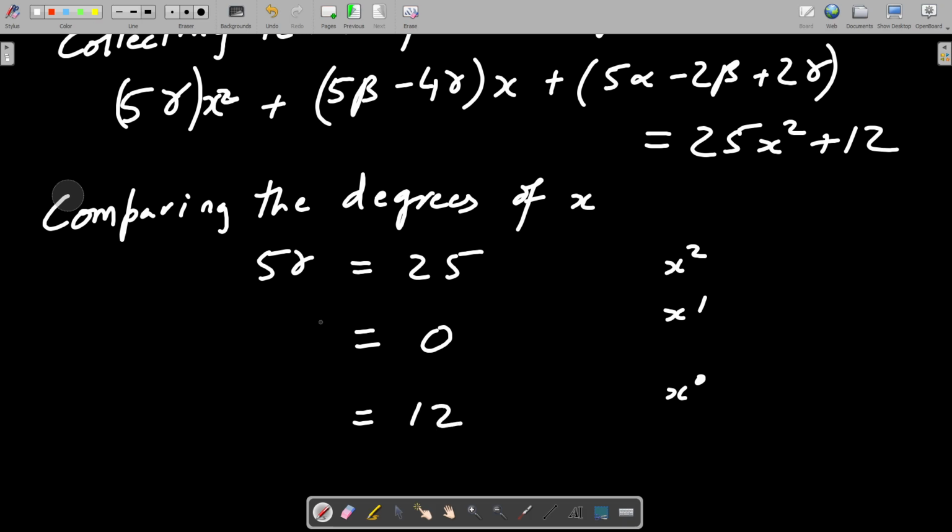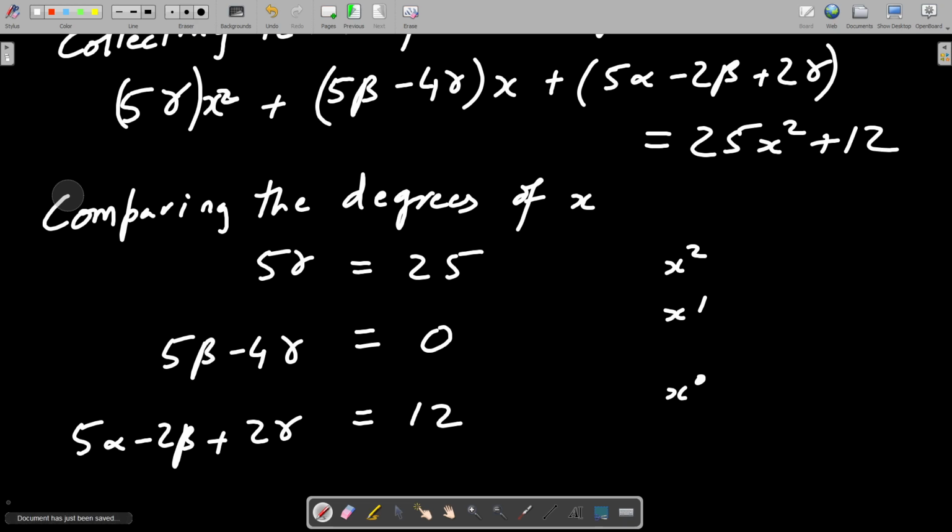So who is the coefficient of x on this side? It is 5 beta minus 4 gamma. Here you will have 5 times alpha minus 2 beta plus 2 gamma. Okay. Now to solve the 3 equations in 3 variables, we have not done it so far in basic algebra. Anyways, this is a nice case because you don't have to worry much here. You have 5 gamma is equal to 25. So what will be gamma?